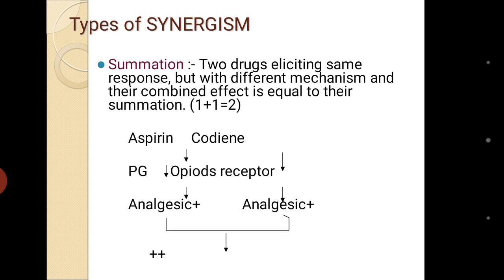An example is given here. In terms of mathematics, they have given 1 plus 1 is equal to 2. Example, aspirin. Aspirin inhibits prostaglandin synthesis to show analgesia, but we have another drug, that is codeine. Codeine acts on the opioid receptor to show analgesia, but the overall effect is analgesia. The mechanism is different. Aspirin inhibits prostaglandin synthesis, but codeine acts on the opioid receptor to show analgesia. The overall effect is analgesia, but the mechanism is different.